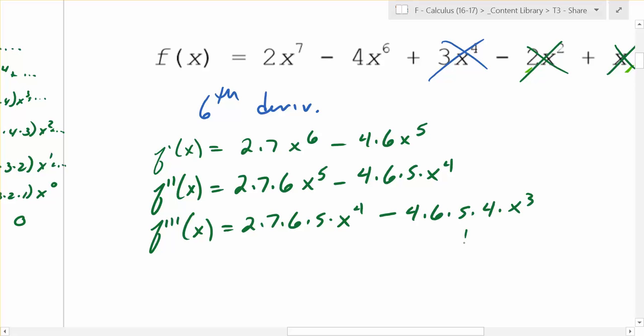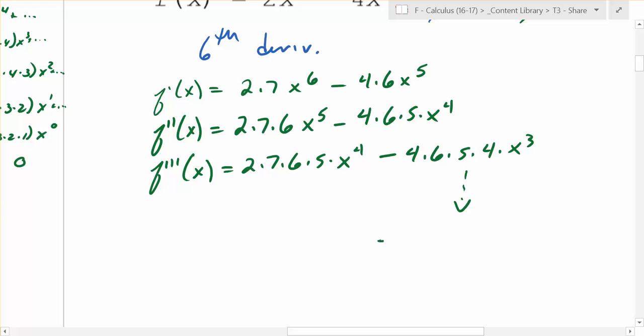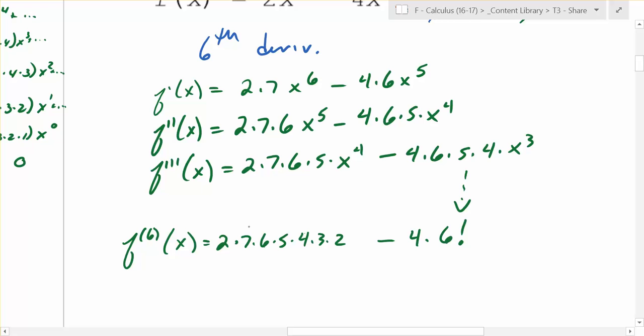So if you keep on doing this to the 6th derivative, it's going to end up being 4 times what? 6 factorial, right? And then what's this one going to be? The 6th derivative is going to be 2 times 7 times 6 times 5 times 4 times 3 times 2. Let's see, that was the first derivative, second, third, fourth, fifth, sixth, times x right there. That's it. There it is. That is what I'd want to see right there.